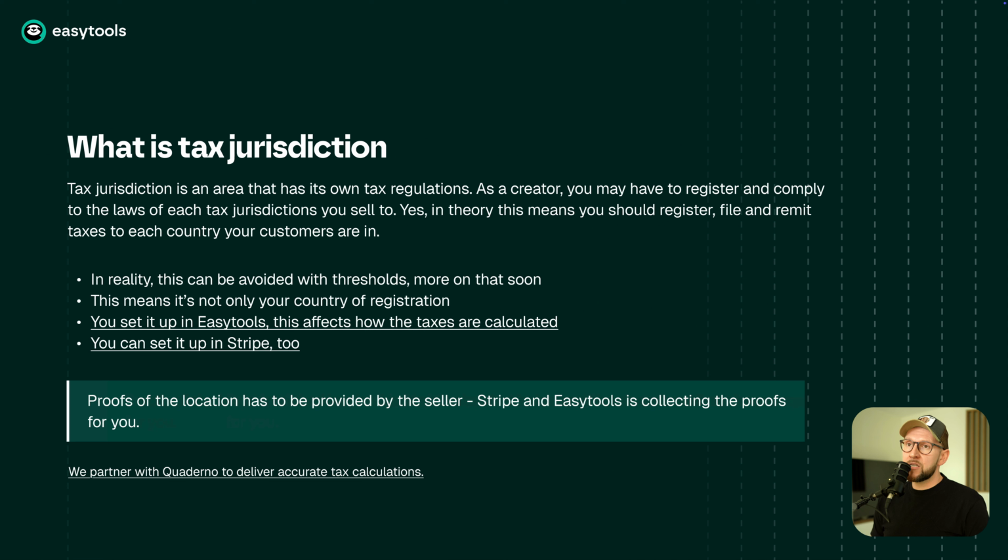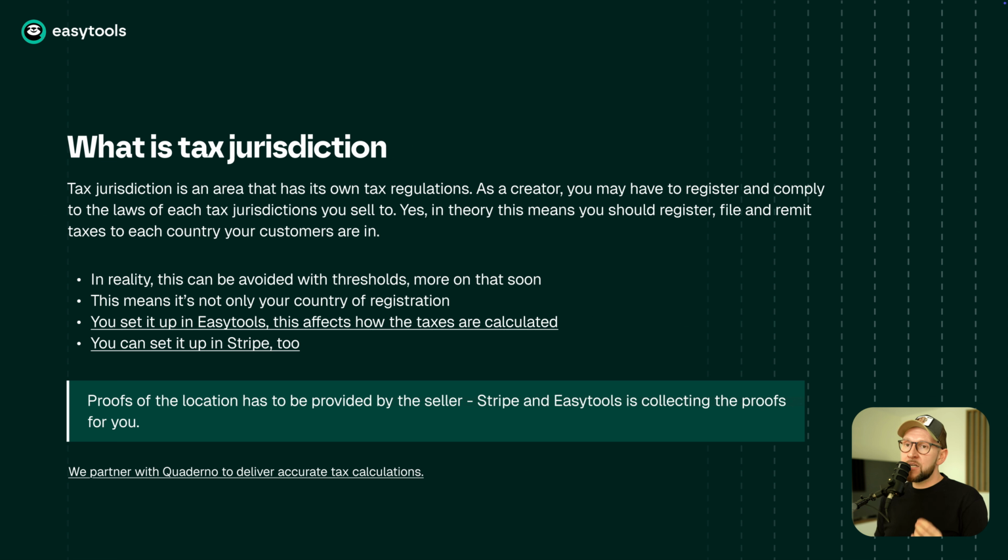So tax jurisdiction is an area that has its own tax regulations. It can be a county, it can be a state in US, it can be a country. As a creator, you may have to register and comply to the laws of each tax jurisdiction you sell to. Yes, in theory, this means that you should register, file, and remit taxes to each and every country your customers are in. But in reality, this can be avoided with thresholds that I mentioned, and I'm going to discuss them in detail on the next slide, so please stay with me.